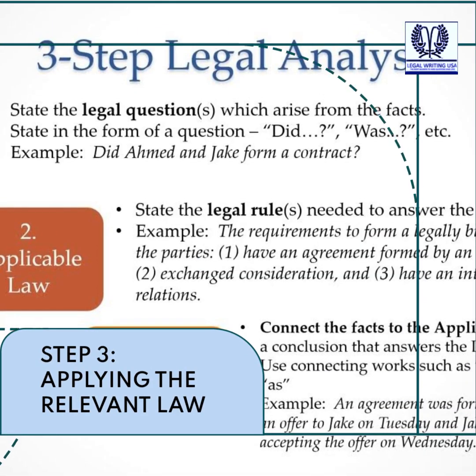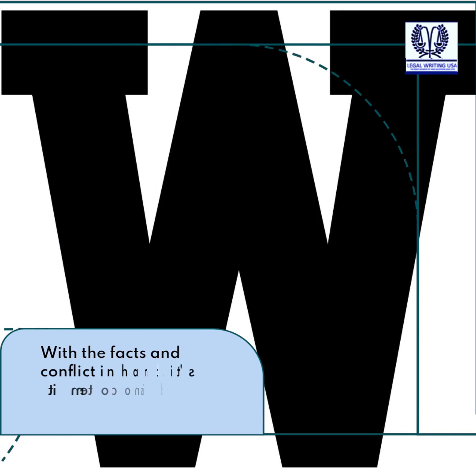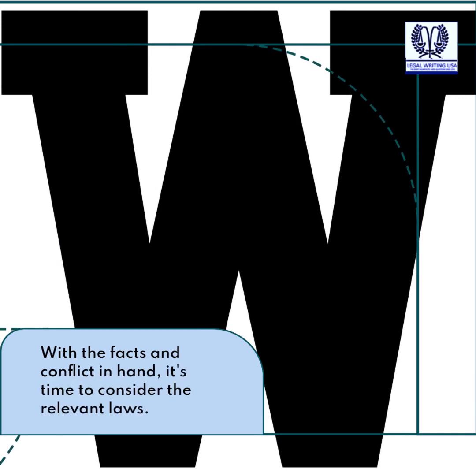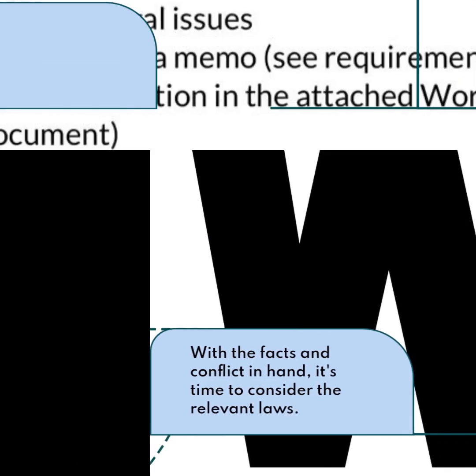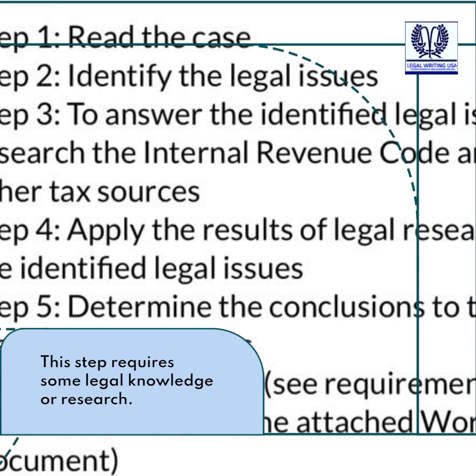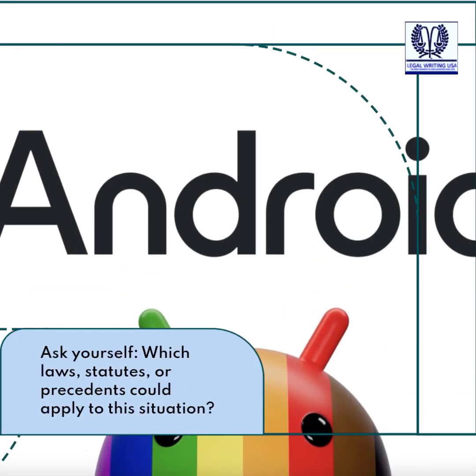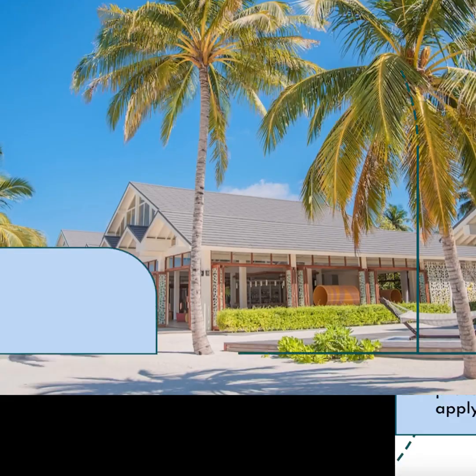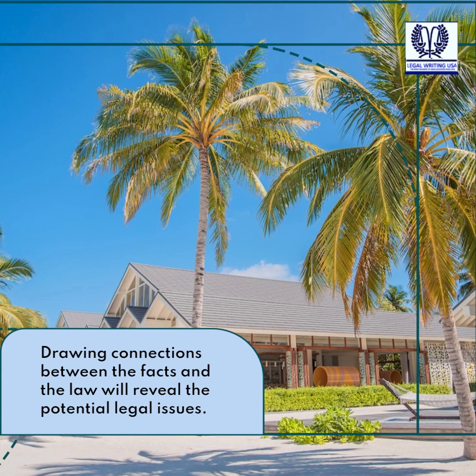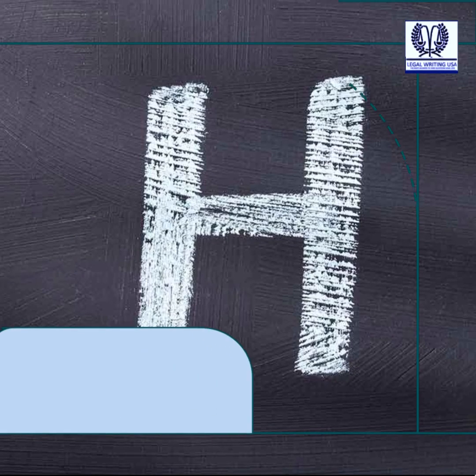Step 3. Applying the relevant law. With the facts and conflict in hand, it's time to consider the relevant laws. This step requires some legal knowledge or research. Ask yourself, which laws, statutes, or precedents could apply to this situation? Drawing connections between the facts and the law will reveal the potential legal issues.